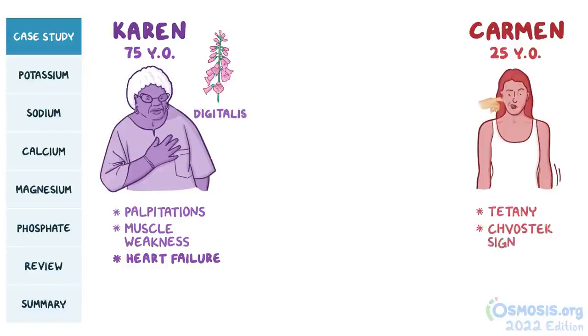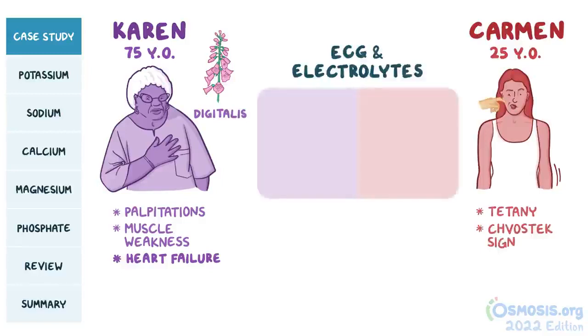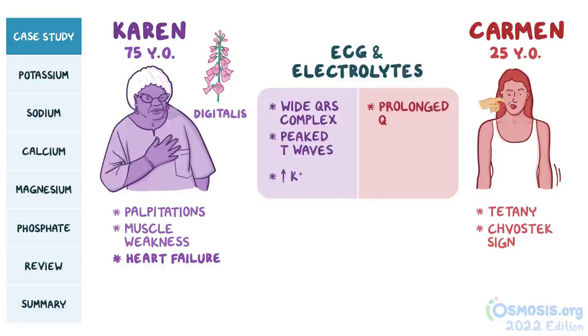In both these individuals, an ECG was done and levels of electrolytes were taken. Karen's ECG showed a wide QRS complex with peaked T waves and high levels of potassium, while Carmen's ECG showed prolonged QT and low levels of calcium.